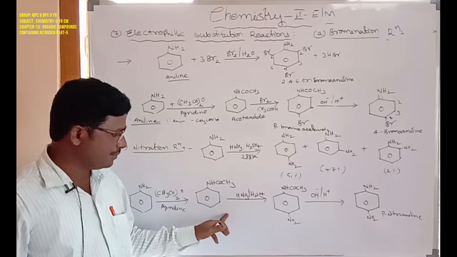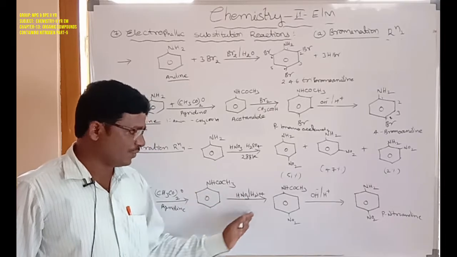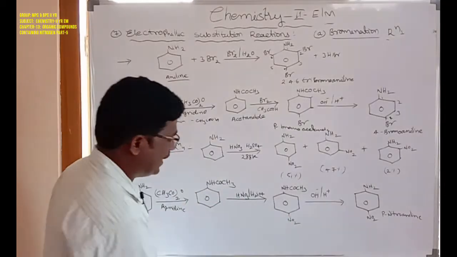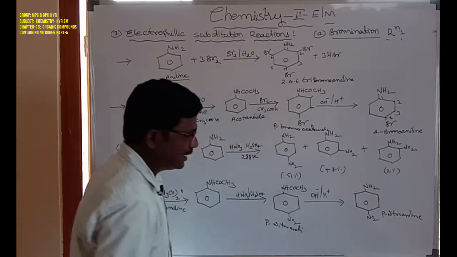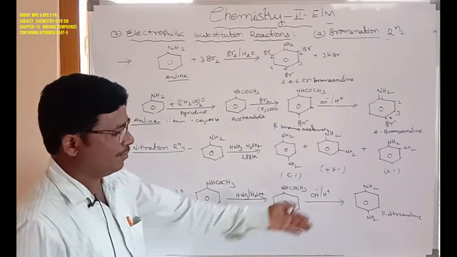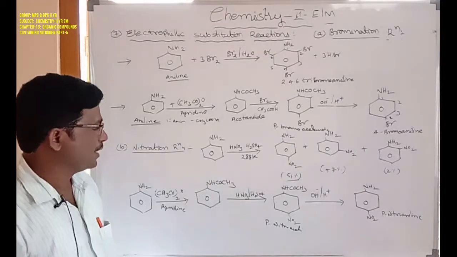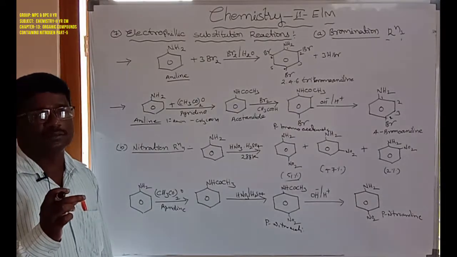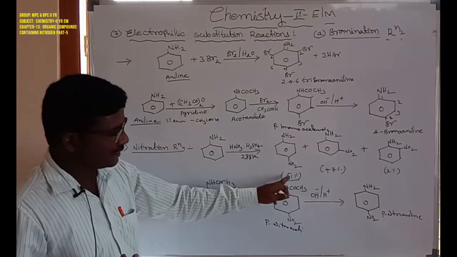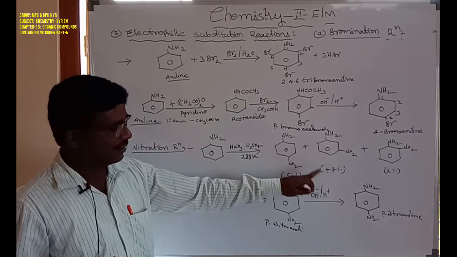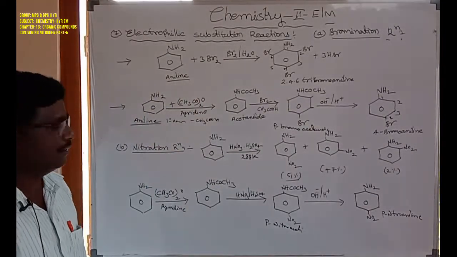When it is treated with the nitration mixture, nitric acid and sulfuric acid, it forms para-nitroacetanilide. Para-nitroacetanilide, when treated with acid or base, forms para-nitroaniline, which is the major compound, 51% para-nitro. Here the electrophilic substitution reaction continues at the para position and meta position in high percentage, 51% at the para position and 47% at the meta position. That is the electrophilic substitution reactions of the anilines.